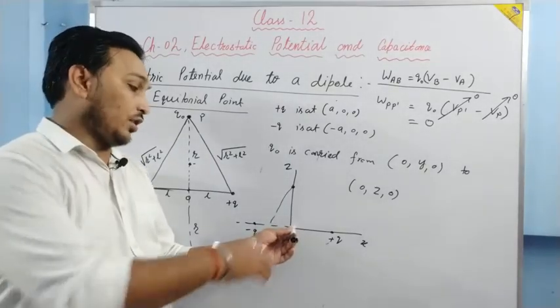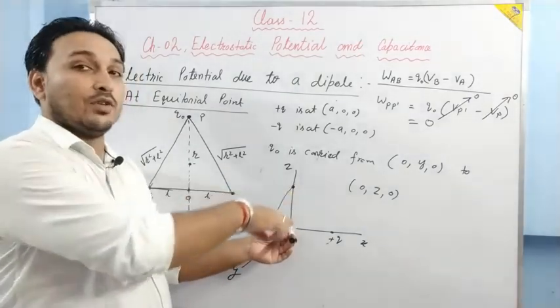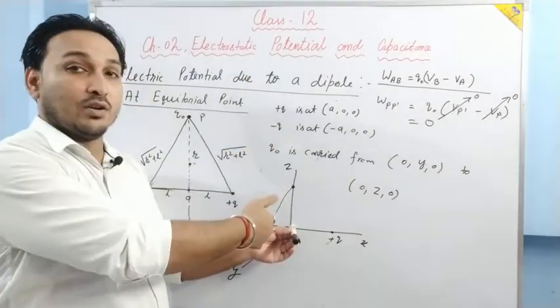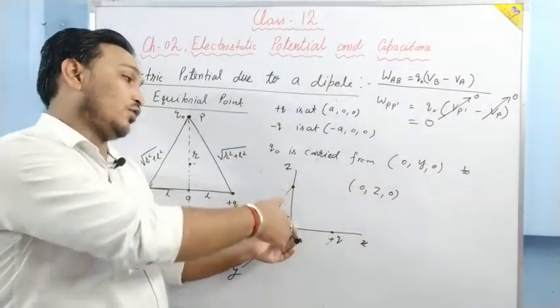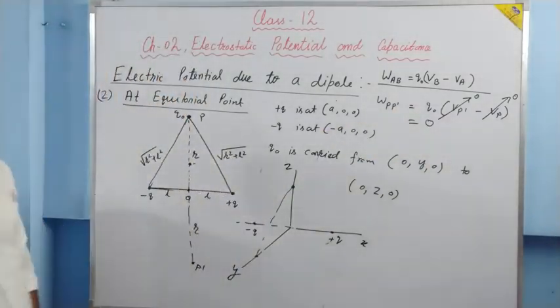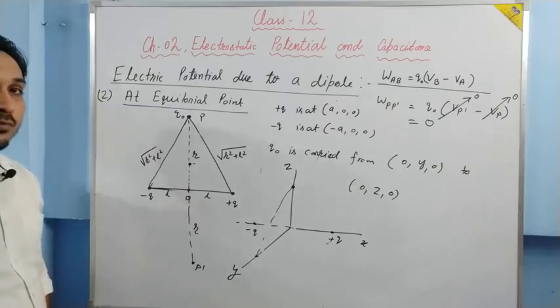Now the charge is carried from this point to this point. These 2 points are in the equatorial plane because it is the perpendicular bisector of the axis. And if these 2 points are in the equatorial plane, the same logic can be applied. The work done to carry a charge from one point on the equatorial plane to the other point on the equatorial plane of an electric dipole is always 0. This thing you need to understand.